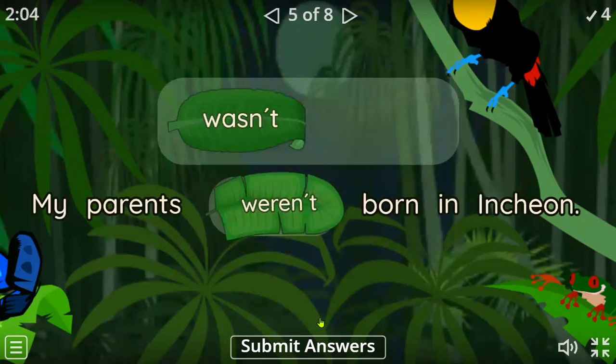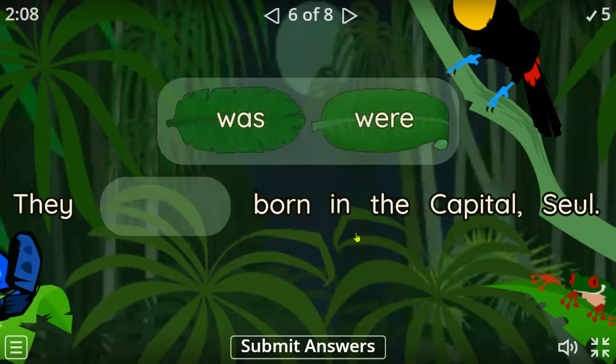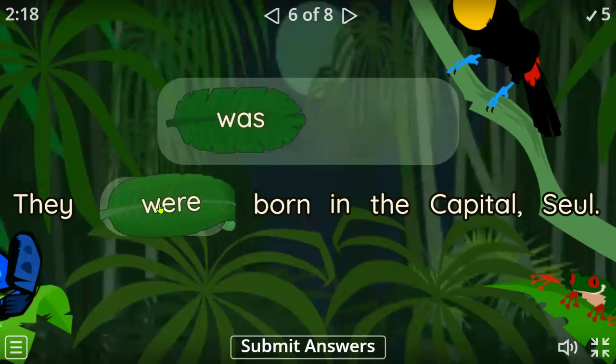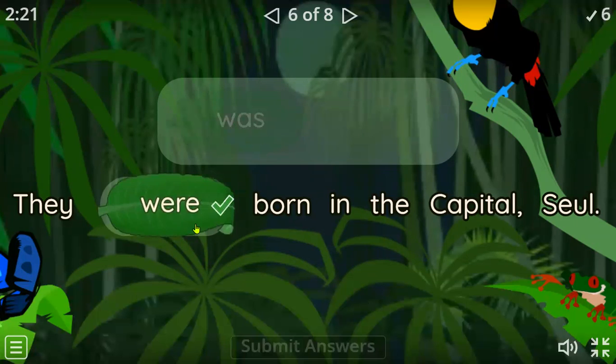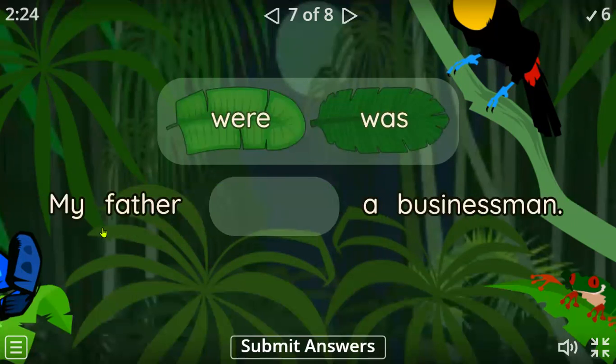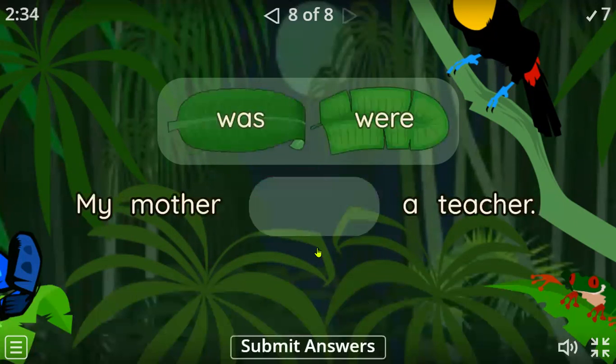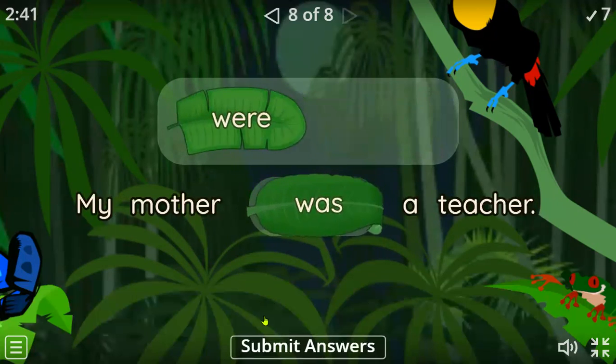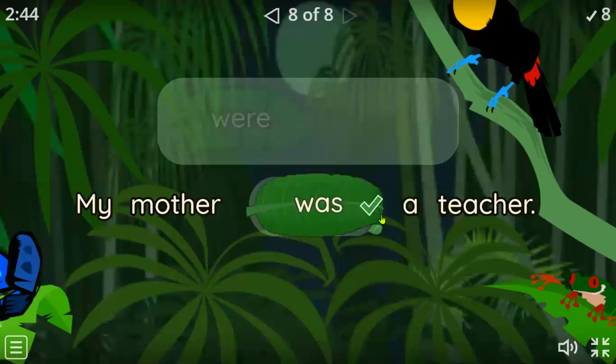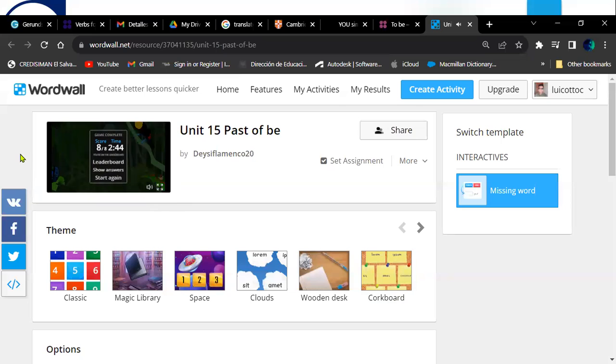My parents were born in Incheon. Okay. To me, correct. The sentence is correct. What about this one? They were born in the capital, Seoul. Okay, very good. Next. My father was a businessman. Okay. All right, correct. Then the last one. My mother was a teacher. All right, good. Very good, guys, nice. It was in the jungle, the exercise. Era en la selva, the exercise.